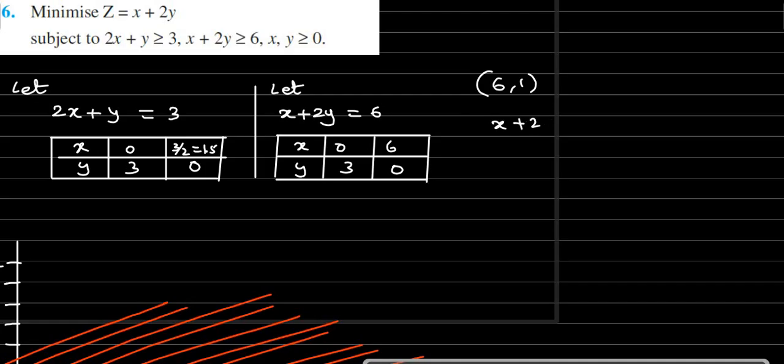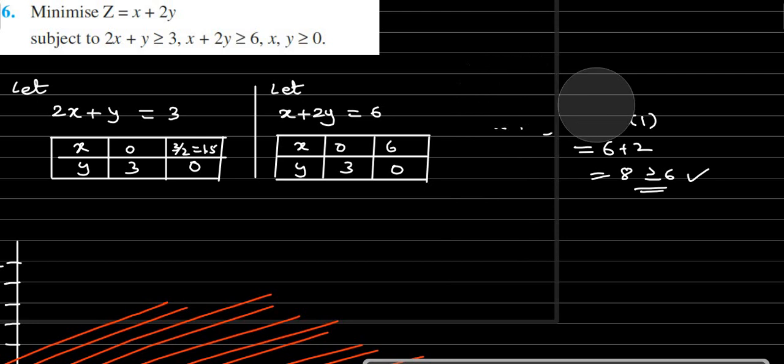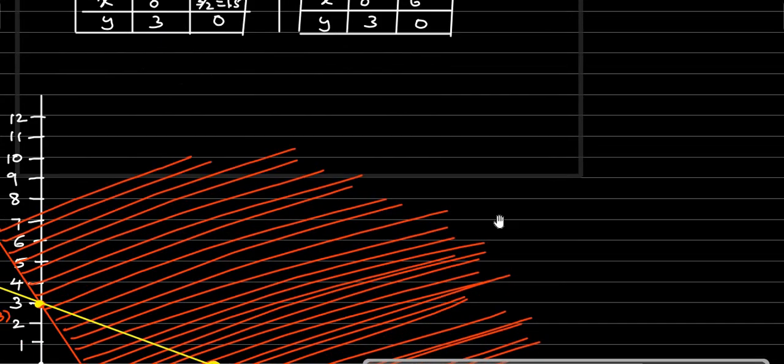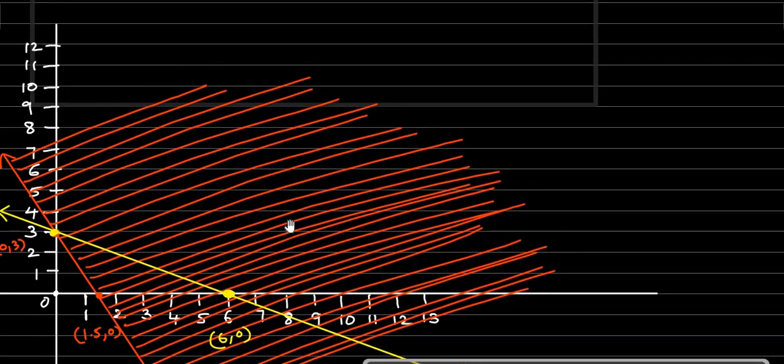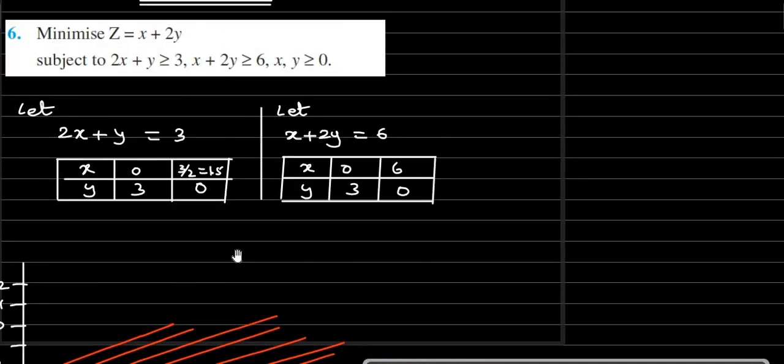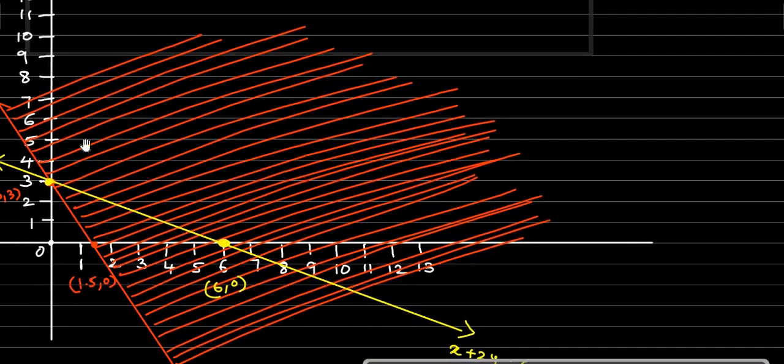So x plus 2y, that is 6. If I replace x with 6 and y with 1, what is the outcome? 8. Is 8 greater than or equal to 6? Is it true? Yes, the condition is satisfied. So not only 6 comma 1, any point you take from this side will satisfy. So the solution space for the second inequality is above.